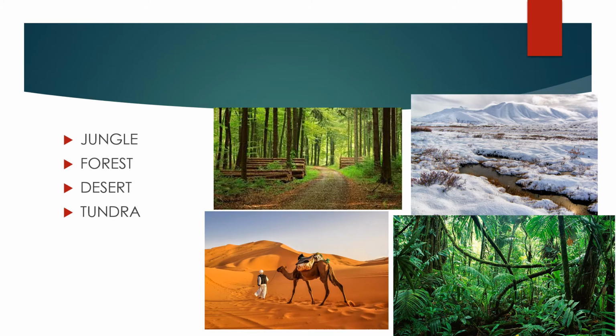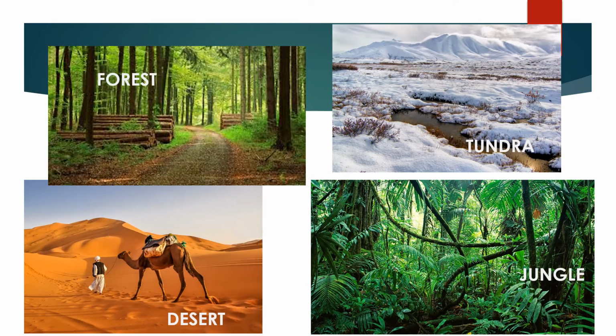Here are the words: jungle, forest, desert, and tundra. And here with the pictures, we have forest, desert, tundra, and jungle.